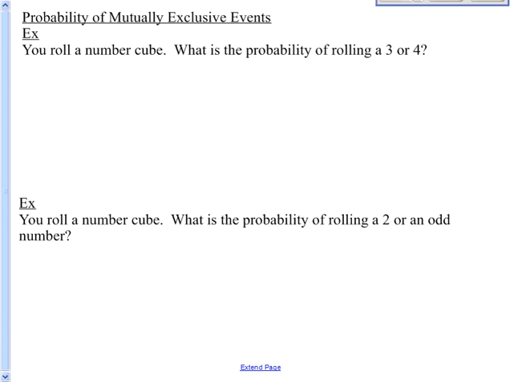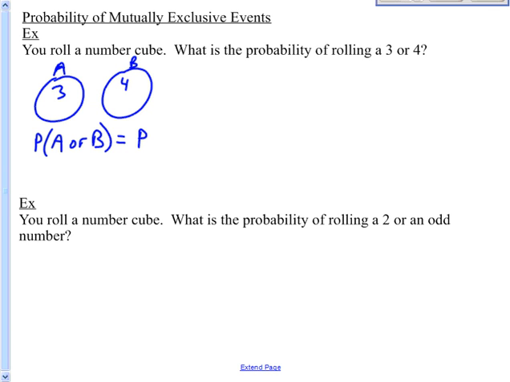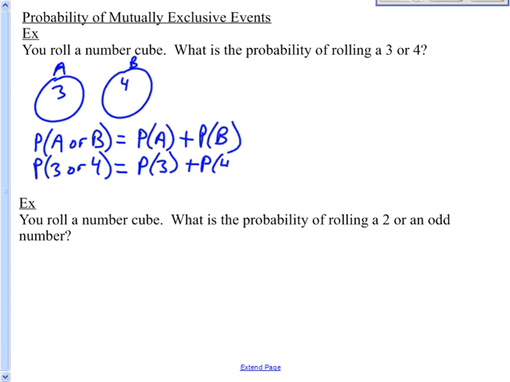You roll a number cube. What's the probability of rolling a 3 or a 4? Let's let event A be rolling a 3, and let's let event B be rolling a 4. They don't share. These are mutually exclusive here. So the probability of A or B is simply the probability of A plus the probability of B. So the probability of rolling a 3 or a 4 is simply the probability of rolling a 3 plus the probability of rolling a 4.